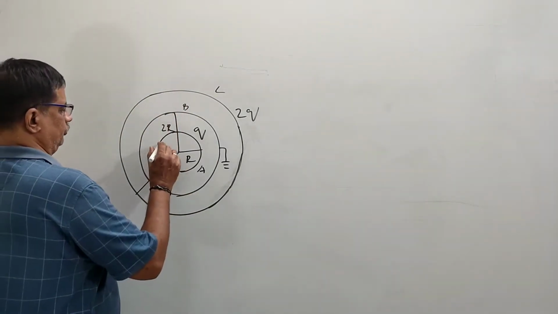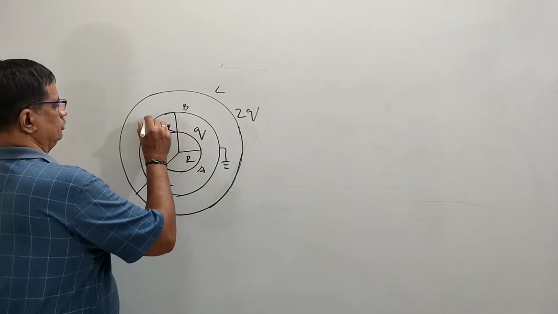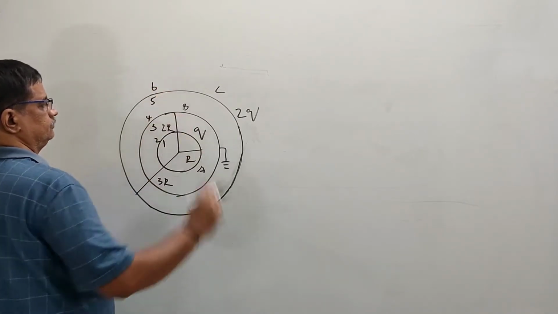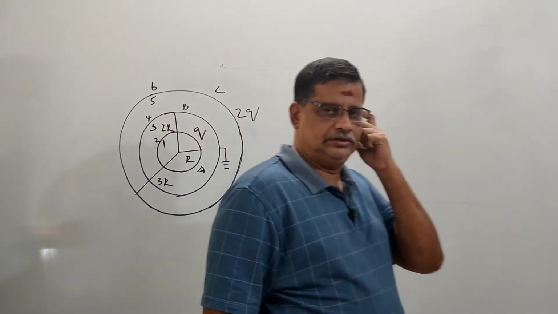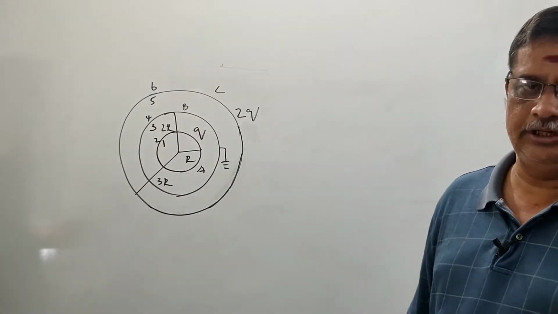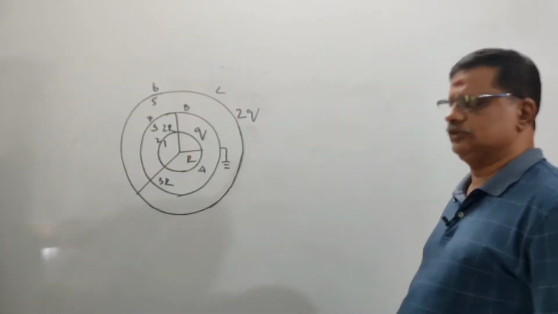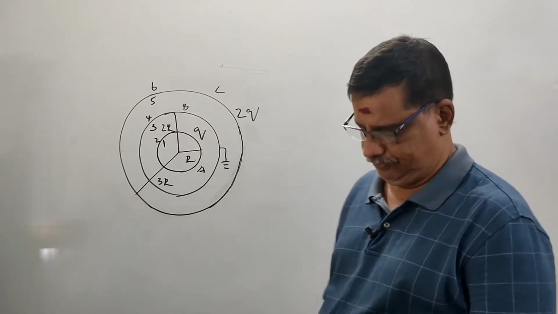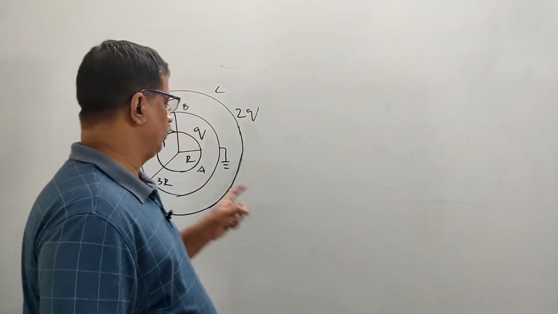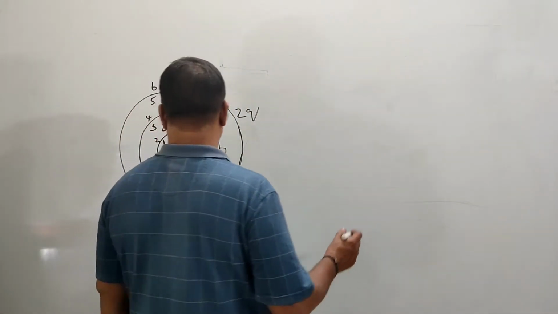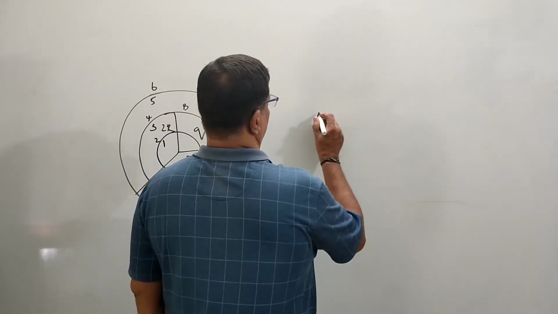So each shell has got two surfaces: 1, 2, 3, 4, 5, 6. We want to find the charges appearing on the surfaces of the shells. To solve such a problem, we will apply Gauss theorem. Let us first concentrate on the shell of radius r, which is A. So let me draw it here.